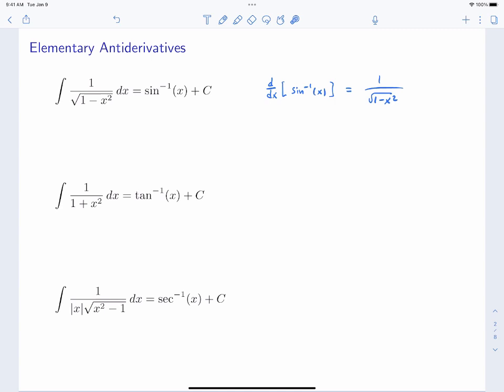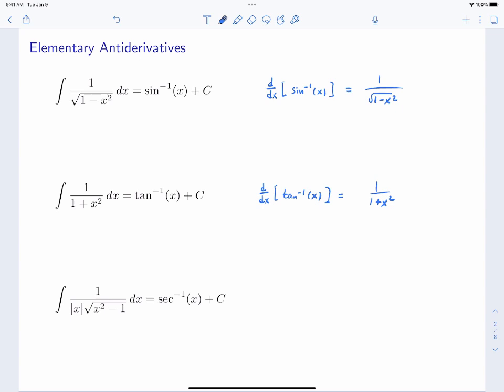We also have the second rule, which is the integral of 1 over 1 plus x squared dx is equal to inverse tangent of x plus a constant. Once again, we know this because we have a corresponding derivative rule. The derivative rule is that the derivative with respect to x of inverse tangent of x is equal to 1 over 1 plus x squared.